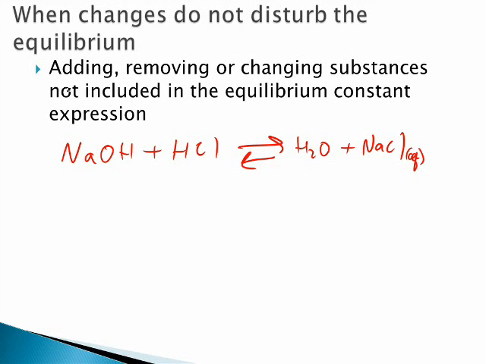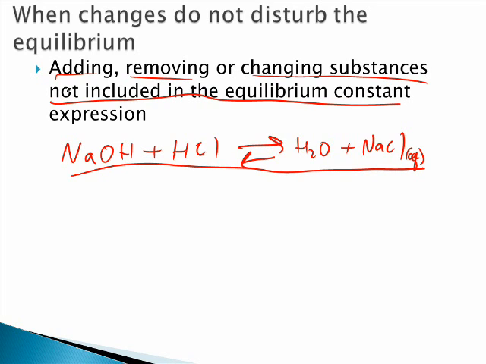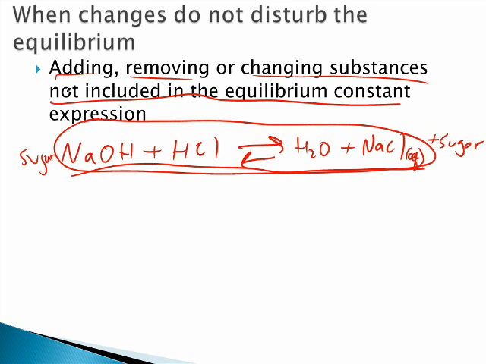But when changes do not disturb the equilibrium, well, if we add, remove, or change substances that are not included in the equilibrium constant expression, there's no change at all. So for example, if we have this equation going, and then we decide to add some sugar, it's not going to have any effect on this equilibrium because it's not involved. It's just a bystander.